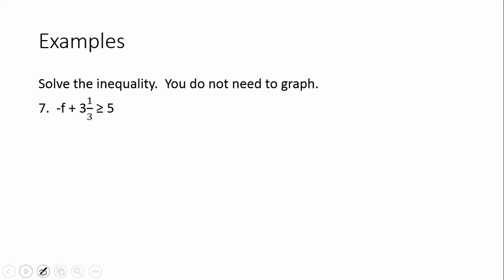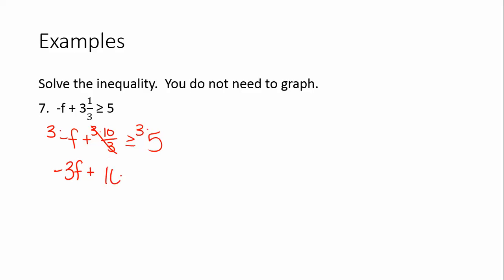Okay, we have negative f plus 3 1/3 greater than or equal to 5. I'm going to change the 3 1/3 to an improper fraction, 10 over 3. It's just easier for me that way. Now when I multiply everything by 3, I know I'm not going to make a mistake anywhere. So it's negative 3f plus 10 greater than or equal to 15.